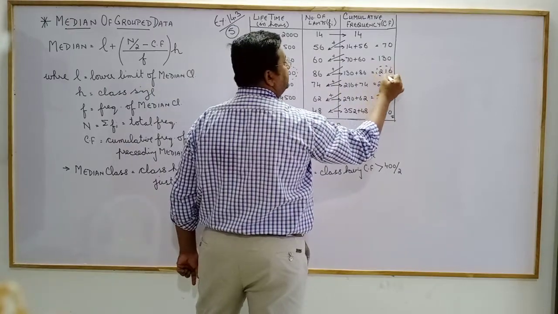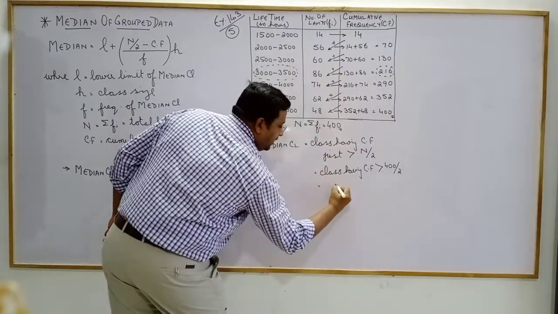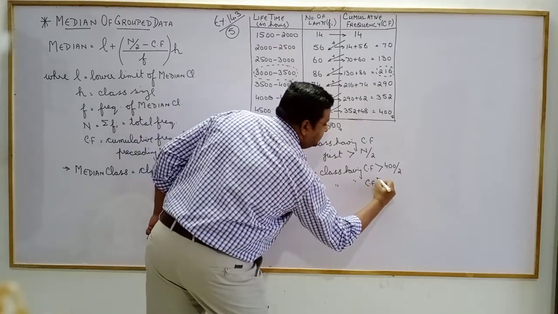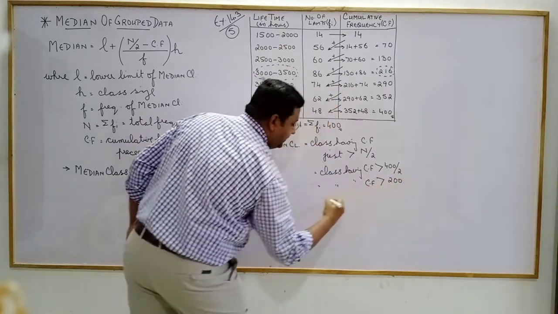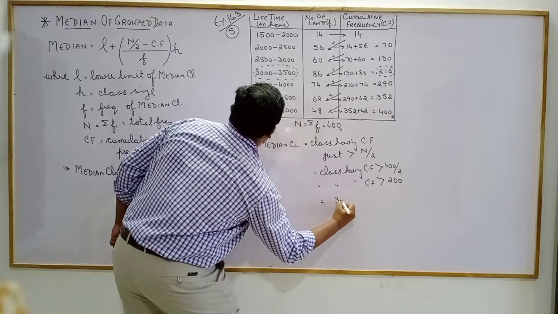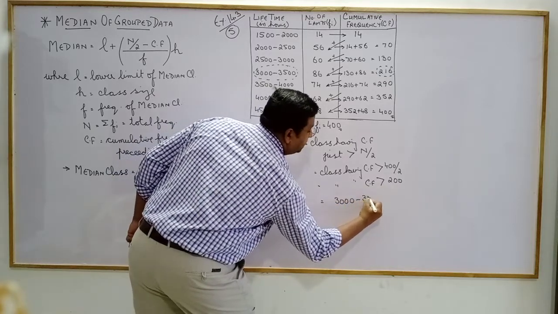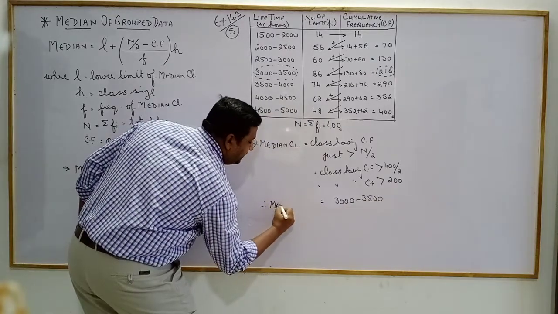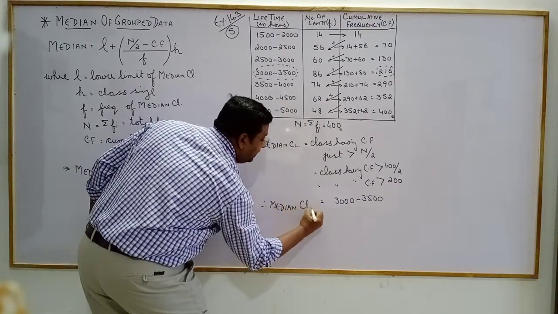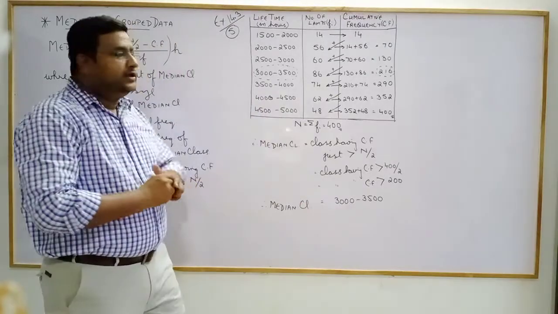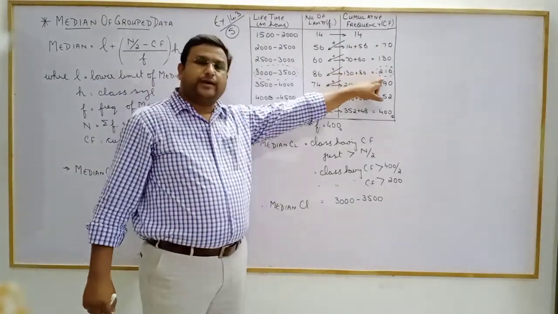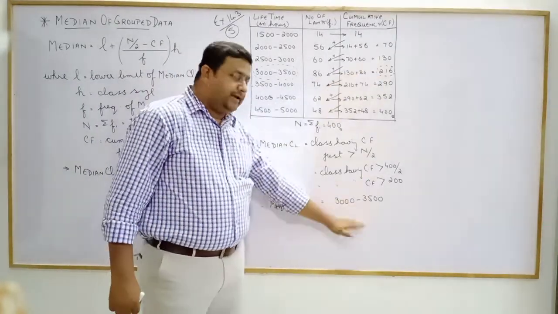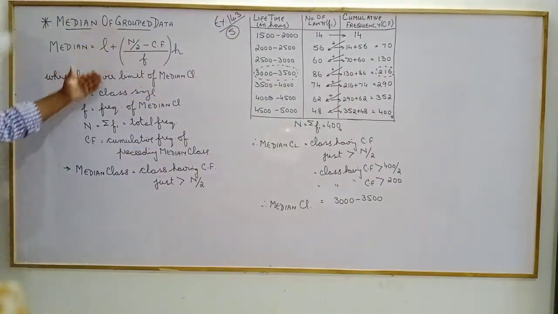Clear, students? Class having CF just greater than 200. So that is 3000 to 3500, our median class. Correct? Just greater than 200 is 260. Clear? Now can we get all these terms?